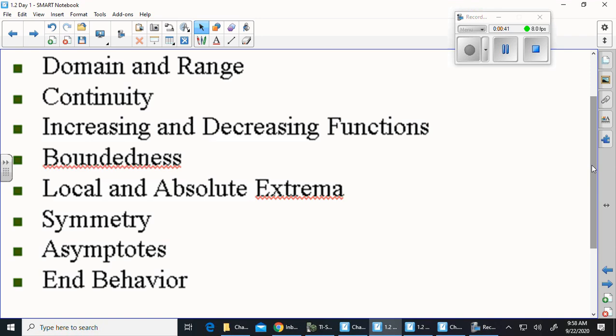So domain and range we talked about last year. Continuity, no. Increasing and decreasing, we talked a little bit about, not much. Boundedness, extrema. If I tell you extrema are maxes and mins, we did do a little. Symmetry, no. We did talk about asymptotes. We did talk about end behavior, but how we're looking at this is with mathematical functions. And you're going to see in the next section there are 12 basic functions. We looked at 10 of them in Algebra 2. So 2 of them we just didn't do.